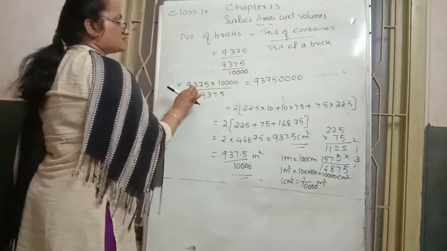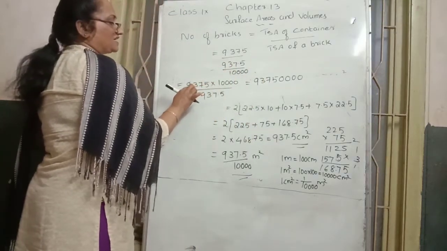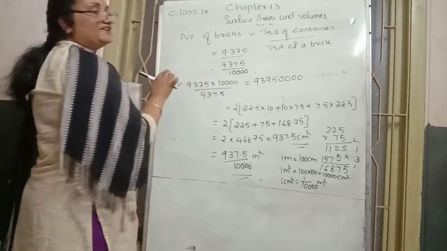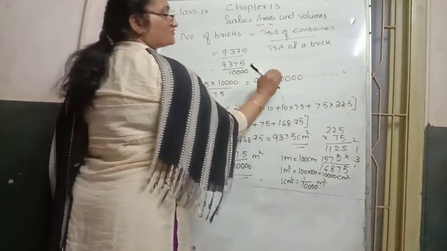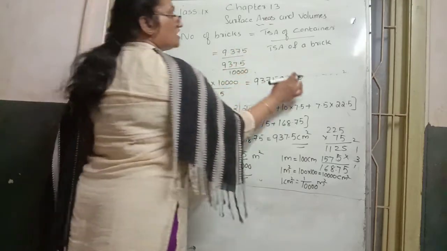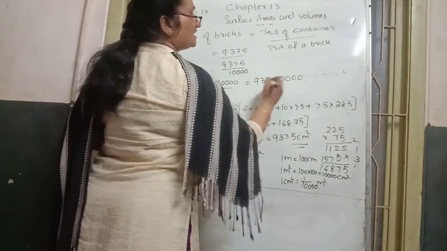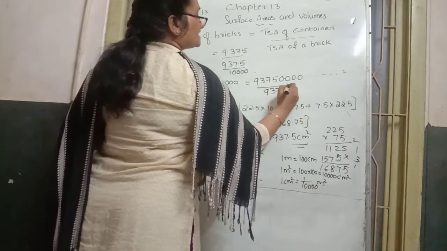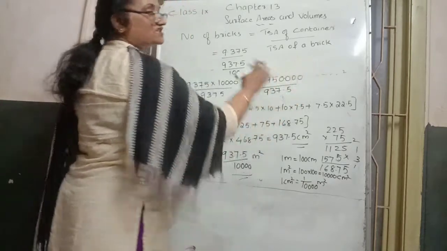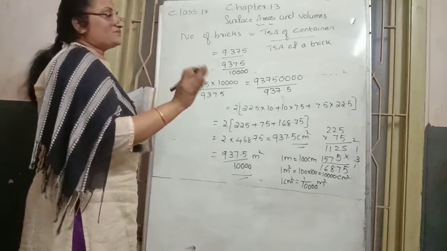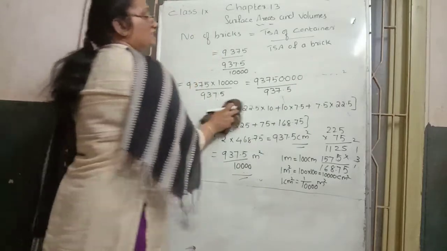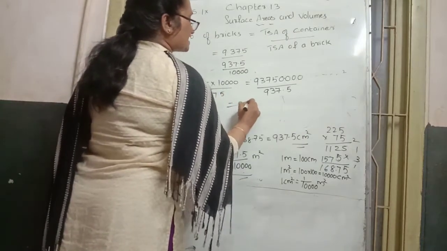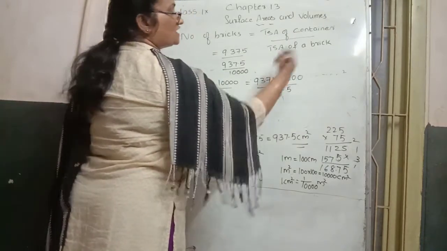Then look at the numerator part. After the decimal point, how many digits are there? 1, 2, 3 digits. From right to left count 3 places and put the point there. So the point comes here, divided by the denominator part 937.5. After the point, the 3 zeros we can leave. Then again, continue. It is equal to 93750, with the 3 zeros after the point left out.